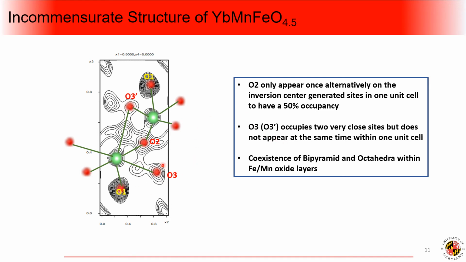It turns out O3 can occupy two very close sites. However, they cannot appear at the same time. They occupy them alternately in different unit cells. And we find there's a coexistence of the bipyramid and octahedral oxide within this iron or manganese oxide bilayer system. So that's pretty much about the structures.